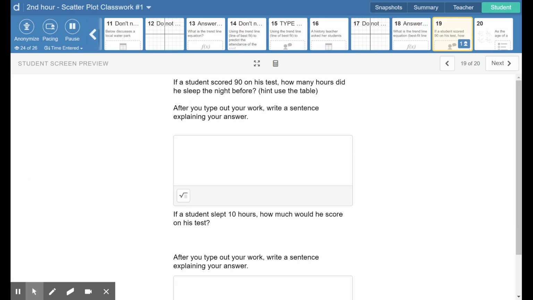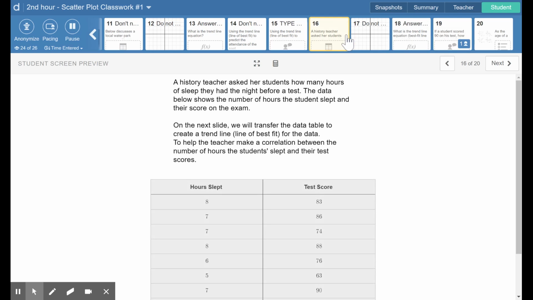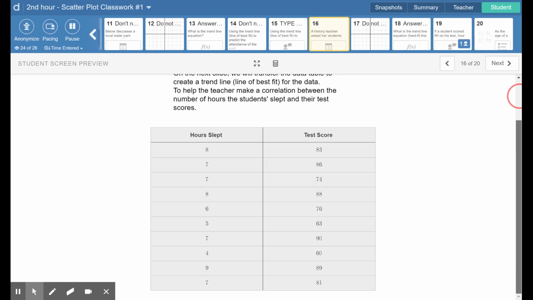Now for this question it says, if a student scored 90 on his test, how many hours did he sleep before? The hint was to use the table. So you want to go back to slide 16. We're looking for a score of 90, which is right here. So how many hours did that student sleep? It was 7.